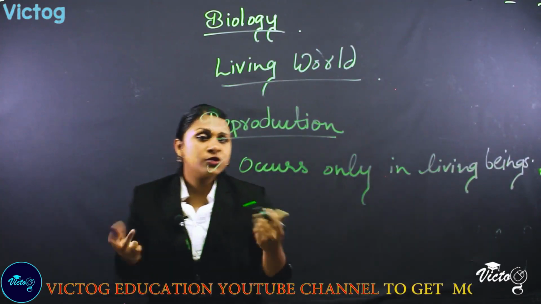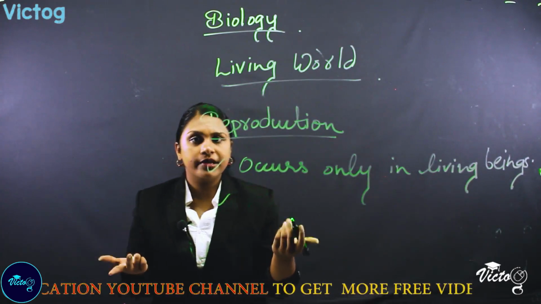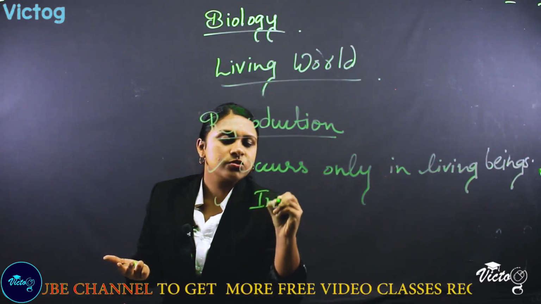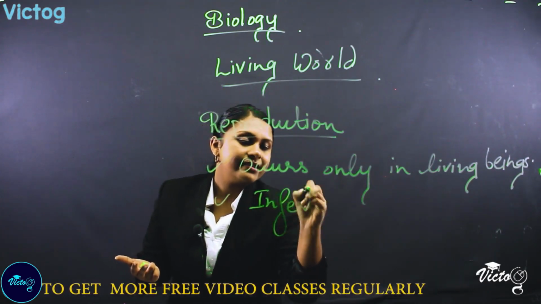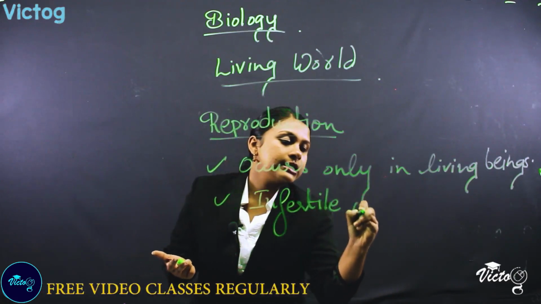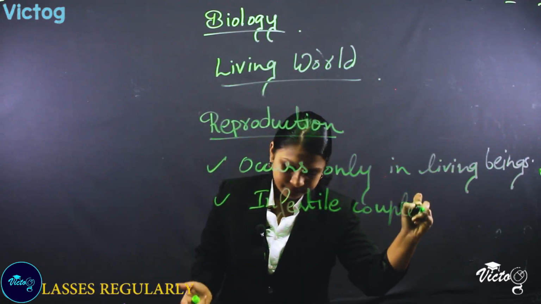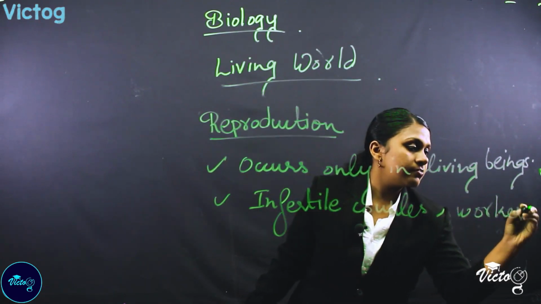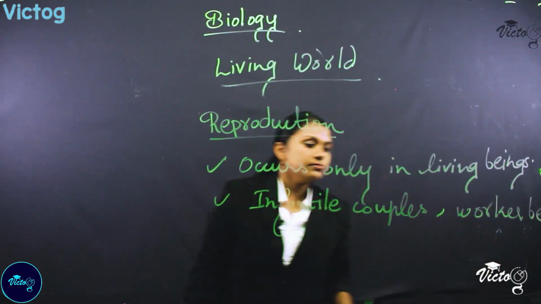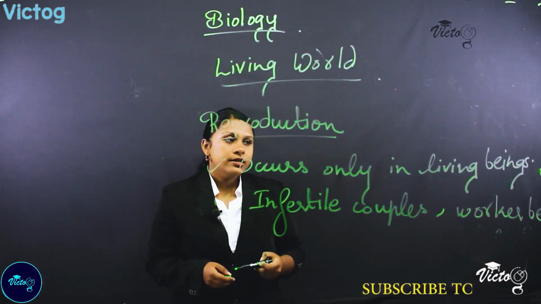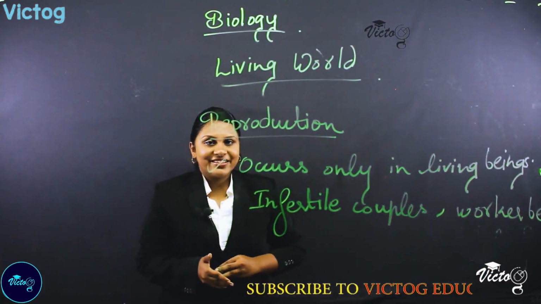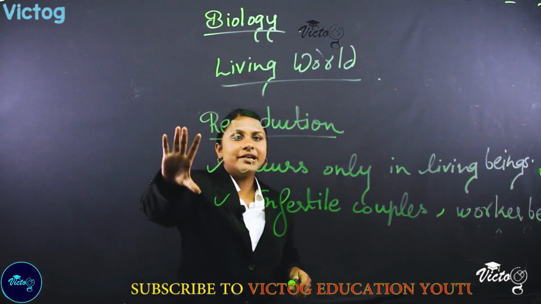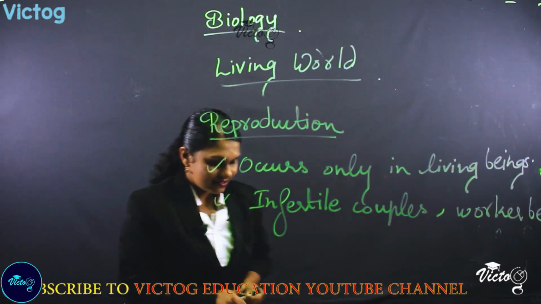It is correct. But can you say that infertile couples are non-living beings? No. So, exclusions: infertile couples, then worker bees. Okay, they too are living beings. But in them, reproduction is not seen.